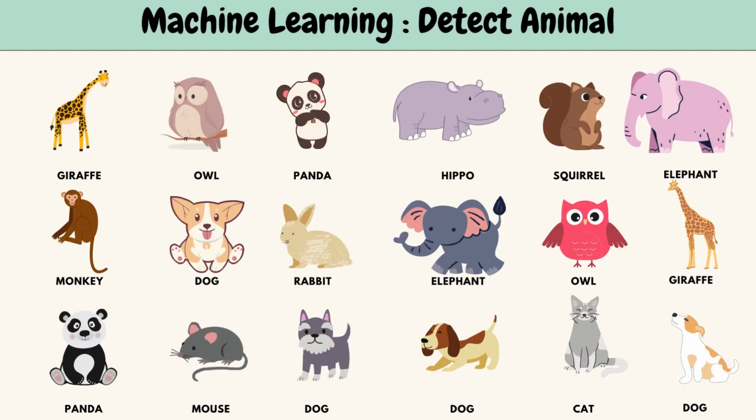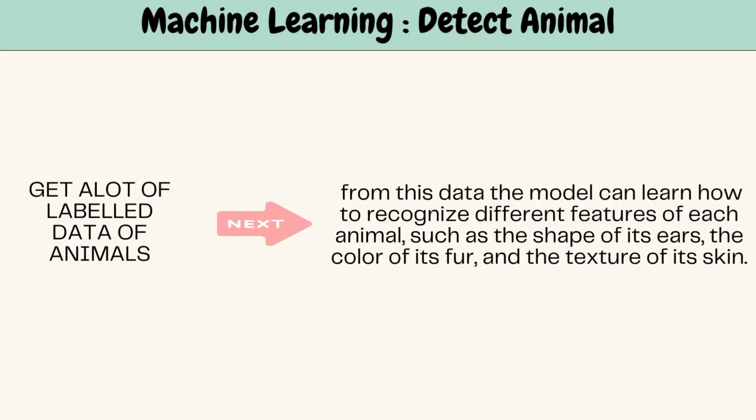So in this case, we have a set of data for a lot of animals. And as you see, we'll say this is a picture of a giraffe, this is a picture of an owl, a panda, an elephant, and so on. And we feed it into this model. What happens is that from this data, the model starts learning how to differentiate different animals based on features, such as the shape of its ears, the colors of its fur, the texture. You can think of it like how a human would be able to differentiate different animals based on the way they look, the color of their skin, and so on. The model will be doing the same.